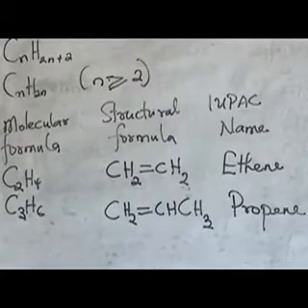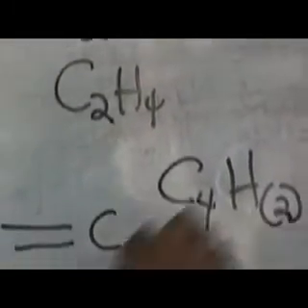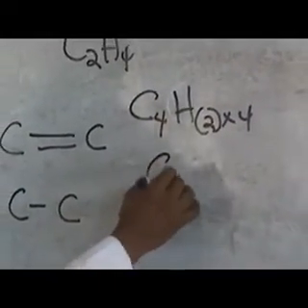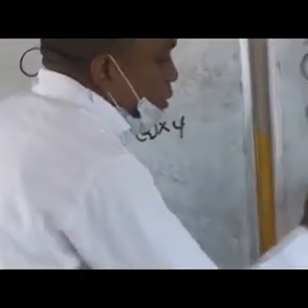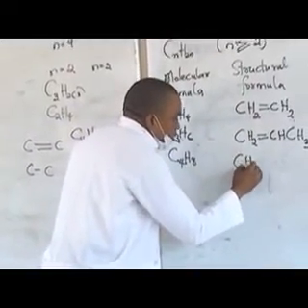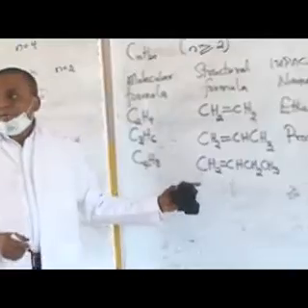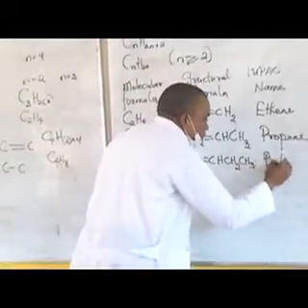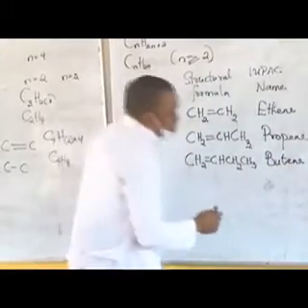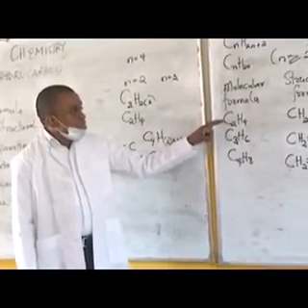The next member, when n is equal to 4, we're going to have C4. When n is equal to 4, your formula becomes C4H8. So you have C4H8 as the formula for the next member, and you have the IUPAC name for this compound, which is butene.